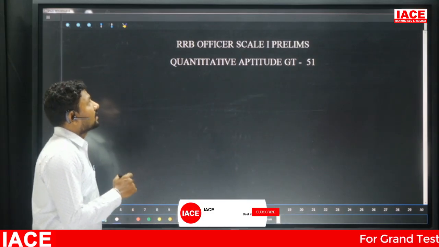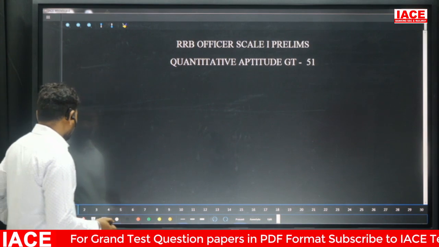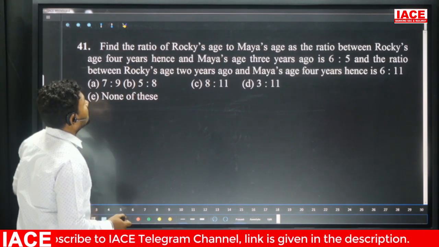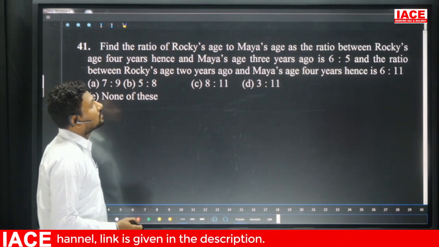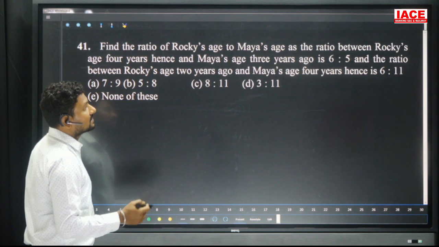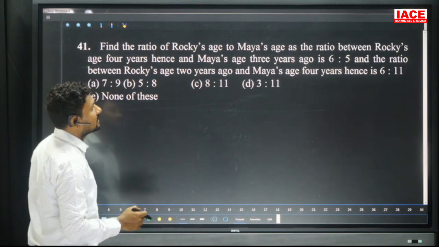Today we are discussing RRB Officer Scale 1 Prelims Grand Test 51, Quantitative Aptitude. Let's go for the questions. Look at the first one. Find the ratio of Rocky's age to Maya's age. The ratio between Rocky's age 4 years hence and Maya's age 3 years ago is 6 to 5. And the ratio between Rocky's age 2 years ago and Maya's age 4 years hence is 6 to 11.